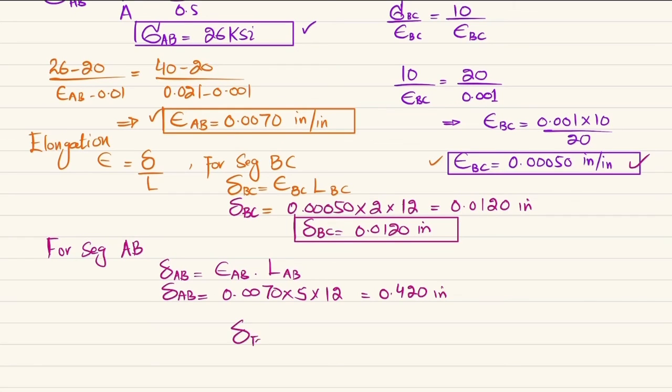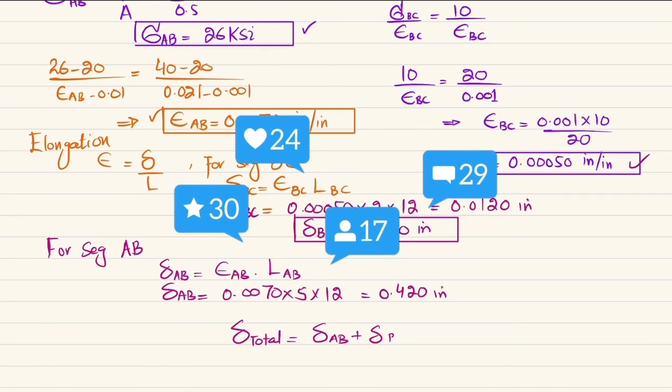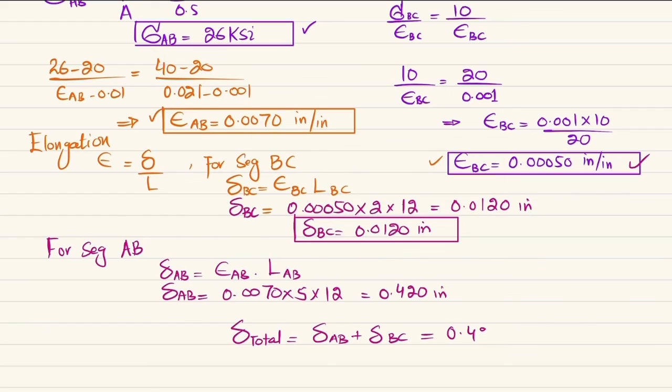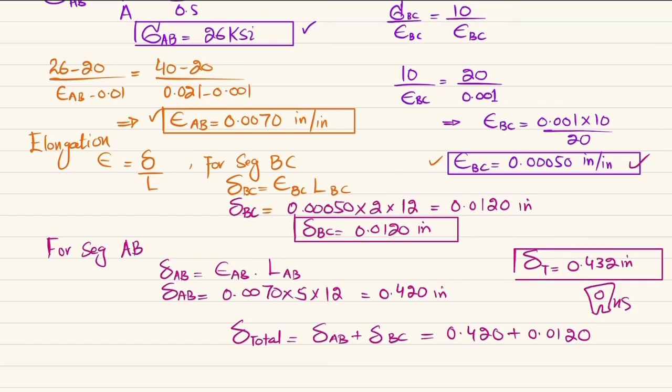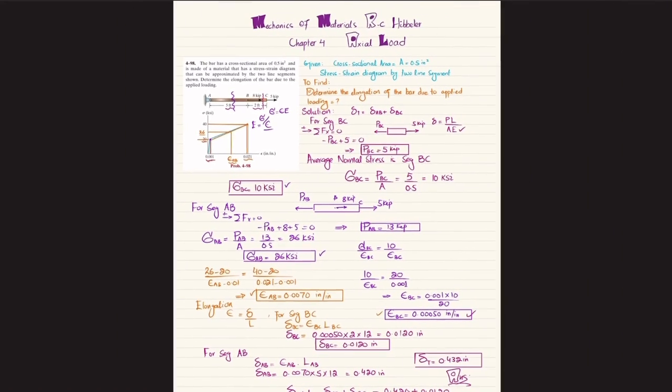Now total elongation or total change in length will be equal to change in length of AB plus change in length of BC. So 0.420 is change in length of AB plus 0.0120 in length BC. When you calculate it, you will get total change in length equal to 0.3432 inch. So due to the applied loading, total change in length is 0.432 inch. And that was all about this problem 4-98.